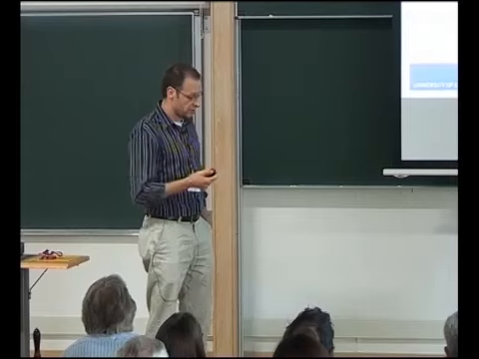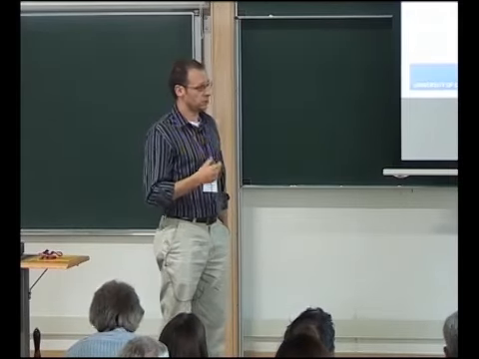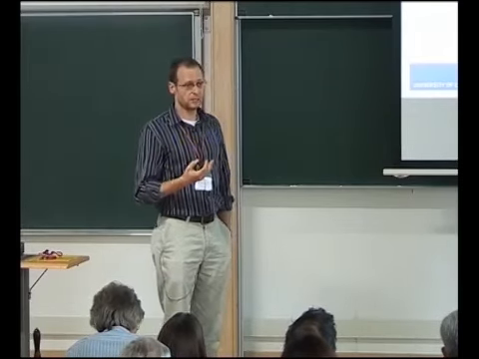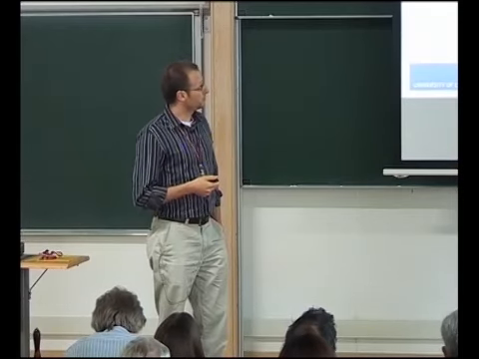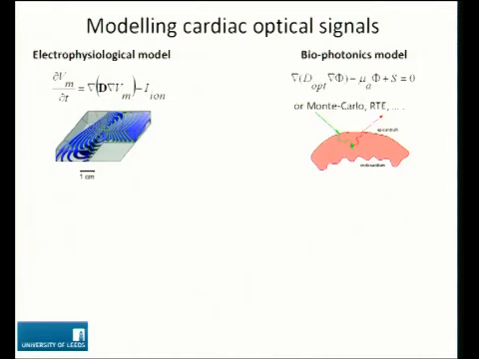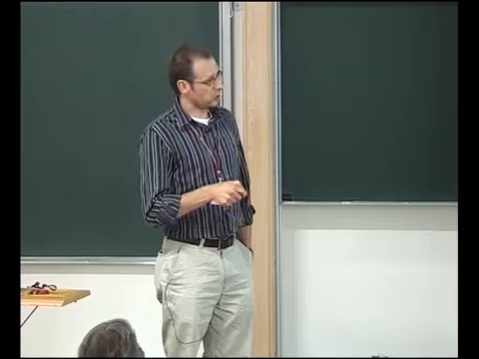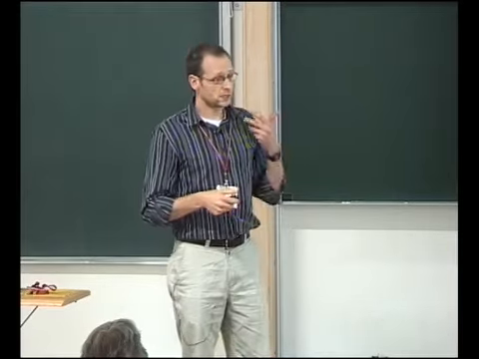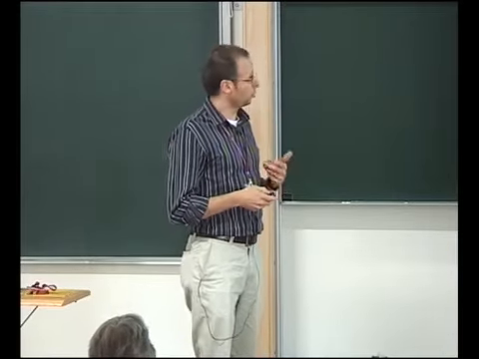Now, as I said, computational modeling has been quite important in the interpretation of cardiac optical signals. So how do we go about modeling cardiac optical signals? Well, usually we start with an electrophysiological model. It can be a monodomain or bidomain model, basically a model that gives you membrane potential in space and time. We also need a biophotonics model. This is the model that will tell you how light propagates into the tissue. Under some approximations, you can use a simple diffusion equation, or if you want to be more accurate, you use a Monte Carlo code, or you try to solve the radiative transfer equation straight away.